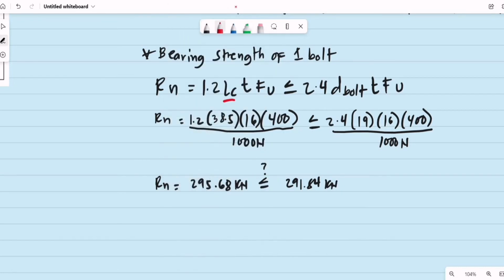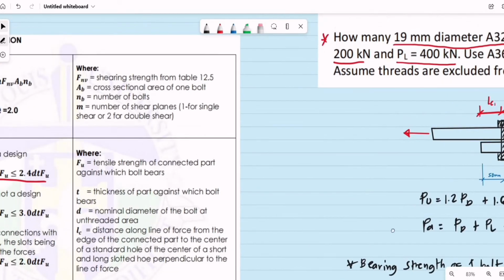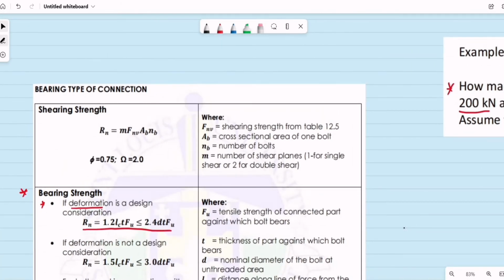So therefore, this condition is not satisfied. So therefore, we are to use our limit. The R sub n is equal to, so we'll be using the lesser value, 291.84 kilonewtons. So let us consider, after the bearing strength, when it comes to the bearing type of connection, let us consider the next one.